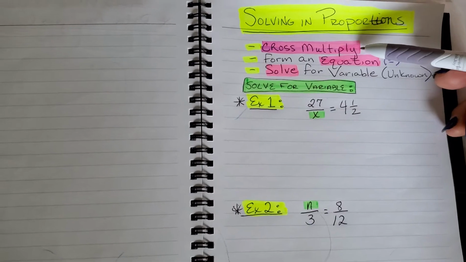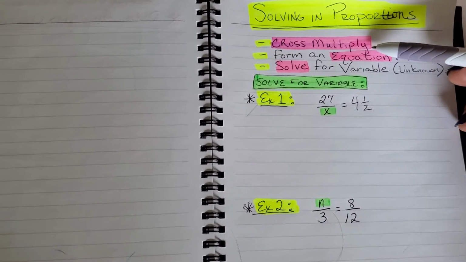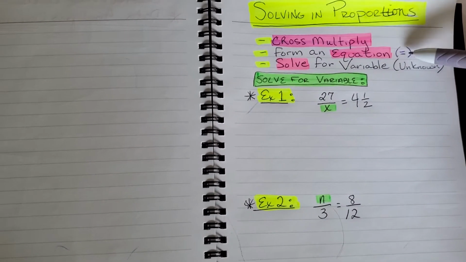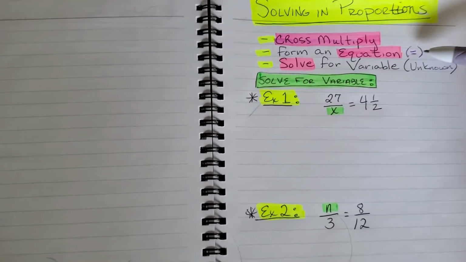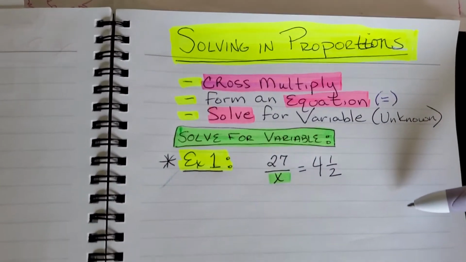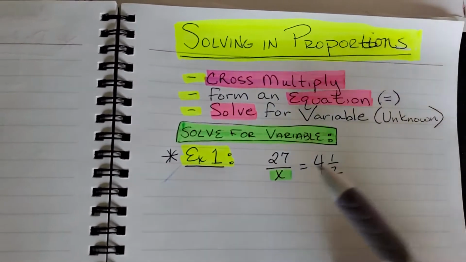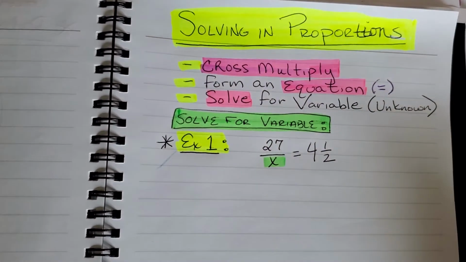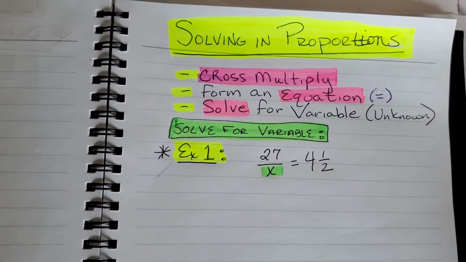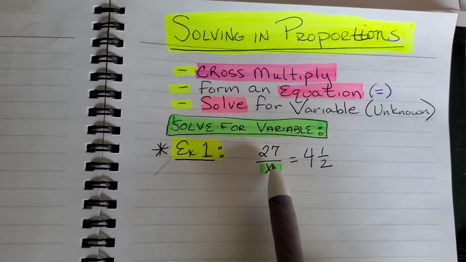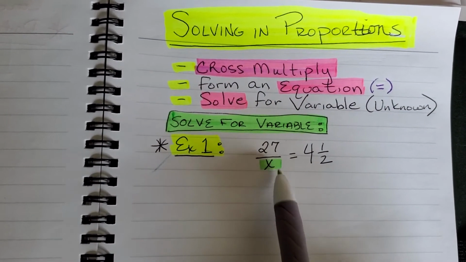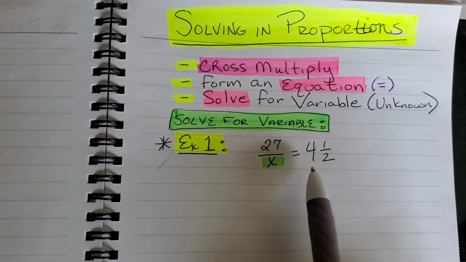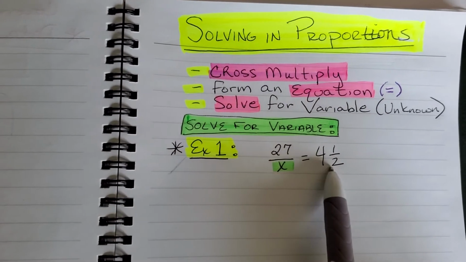So if you remember our steps, we first cross multiply, thus forming an equation. So we put that equal sign in. I'm going to zoom in a little bit closer so you can take a look at the first problem. Now, last step, solve for the variable or our unknown, right? That's what a variable is, our unknown. So in the first problem, you can see in example 1, we have 27 divided by x equals 4.5. Now that's a mixed number.